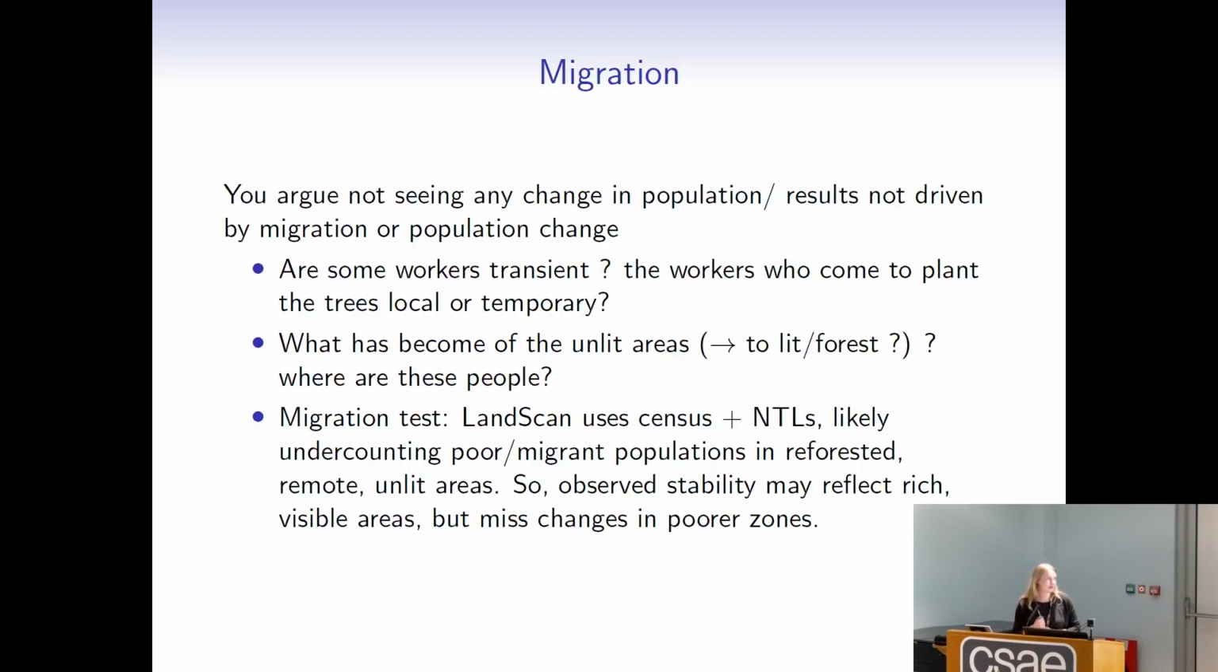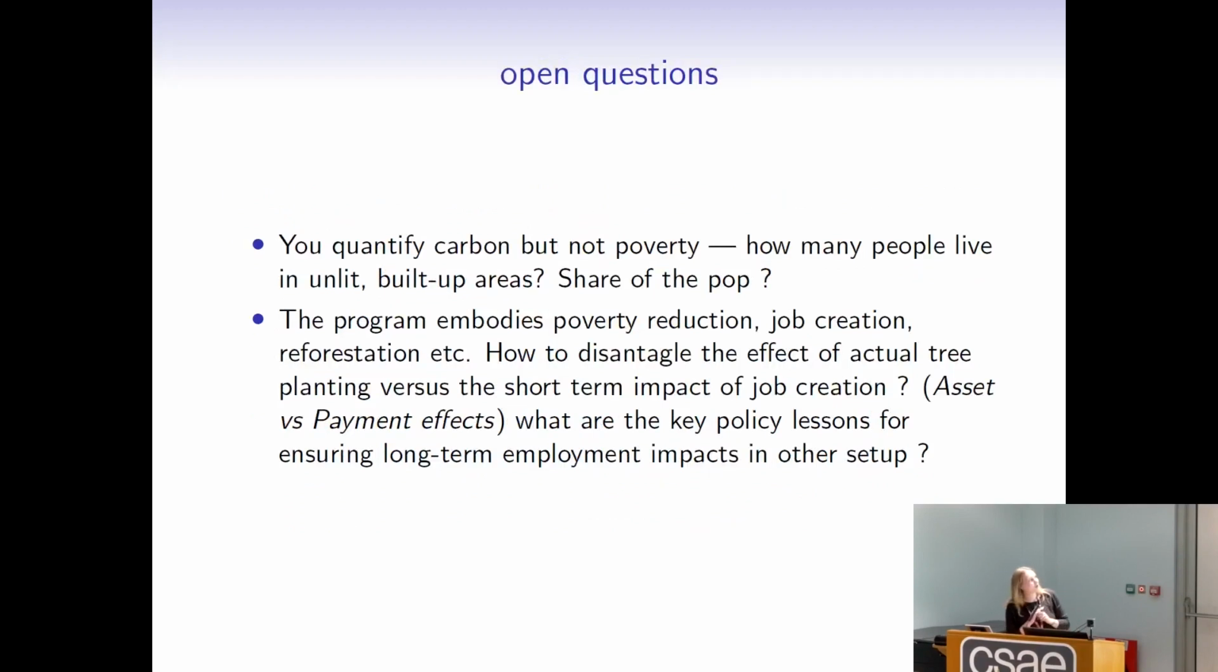With regard to the migration test, you use the LandScan data, but LandScan uses census and nighttime lights. So it's likely that they are undercounting poor and migrant populations, especially in those reforested, remote and unlit areas. So maybe you do not observe changing migration or population change in the richer areas, but you are just not reporting the poor ones because it's not capturing properly the effects for the poor people. So yeah, I'm just wondering, are these people really becoming richer, or are they just gone to another place? And also a couple of open questions.